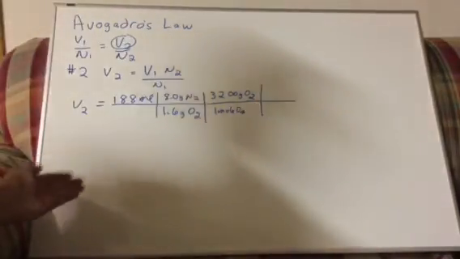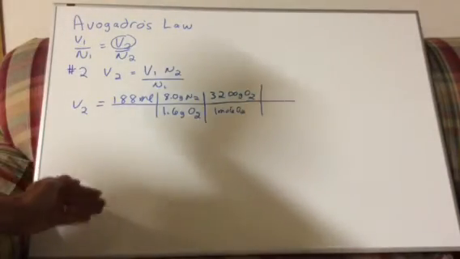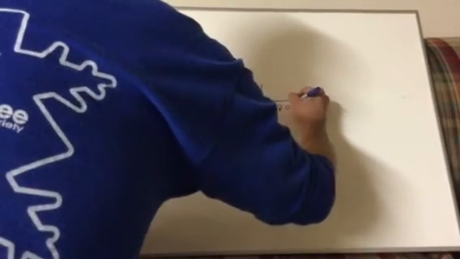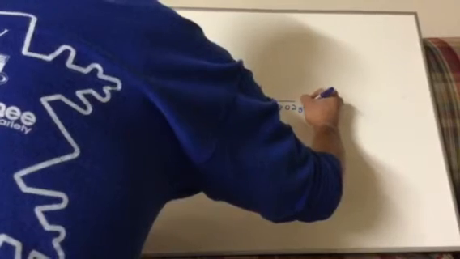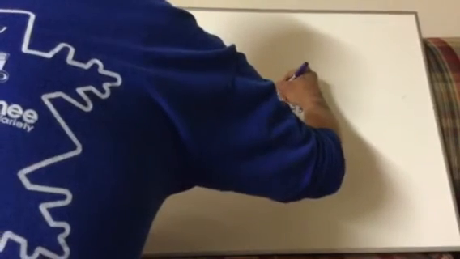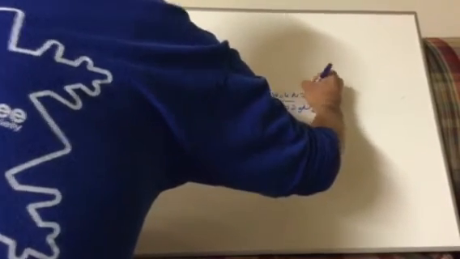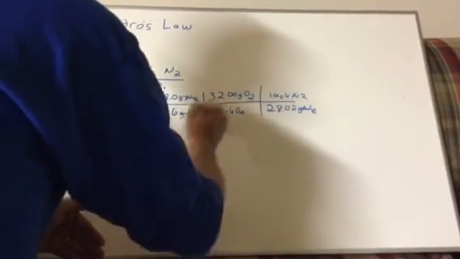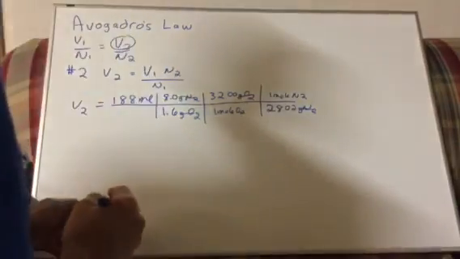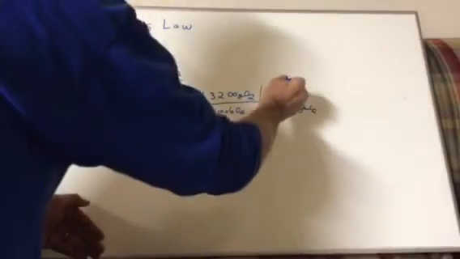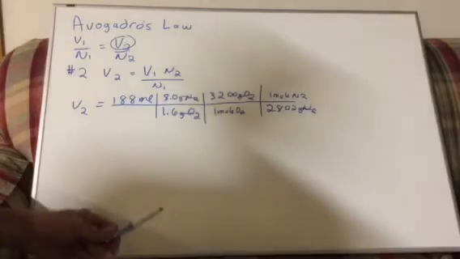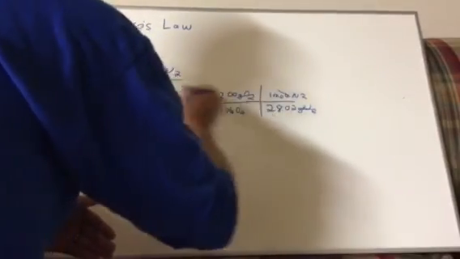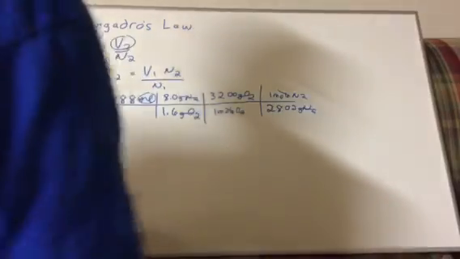And then if you look up nitrogen, it's 14.01. So it's 28.02 grams of nitrogen to 1 mole of nitrogen. So you can see grams of nitrogen cancel, grams of oxygen cancel. And I know that this is nitrogen over oxygen, but again, any gas is okay with that. So moles cancel, and we're left with milliliters.